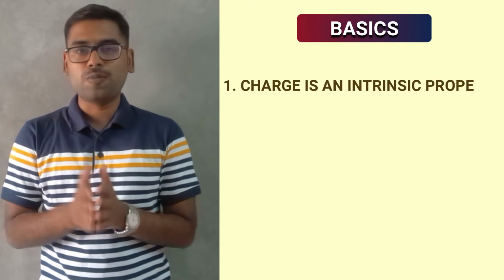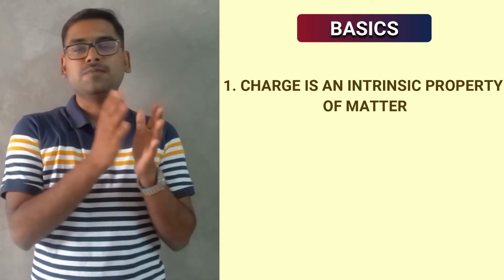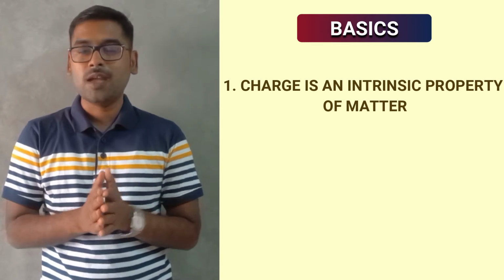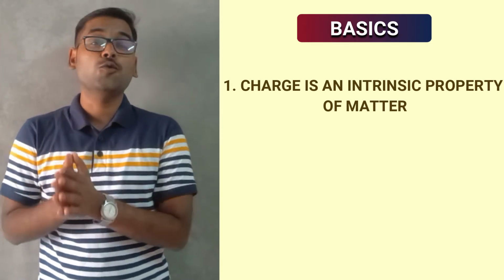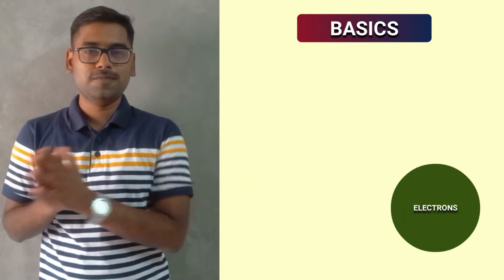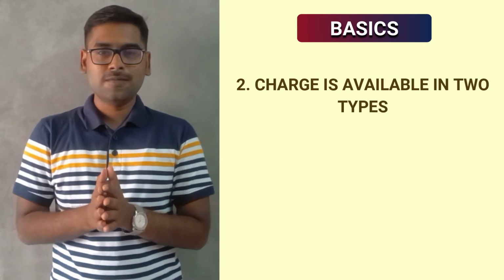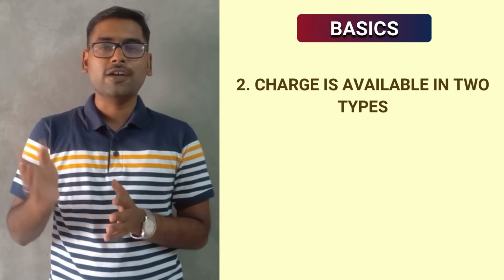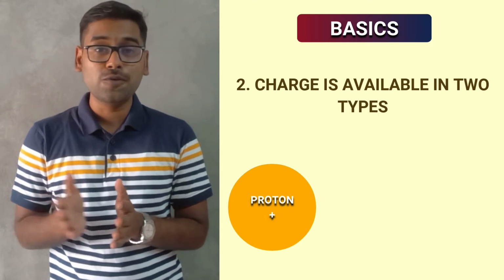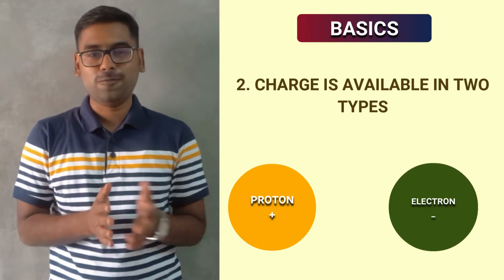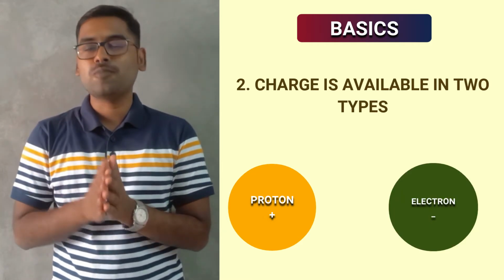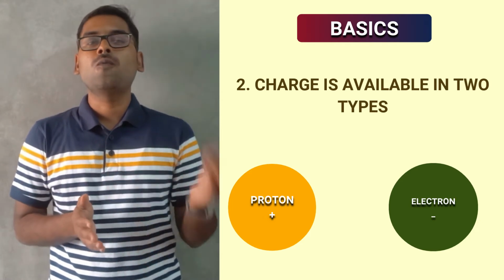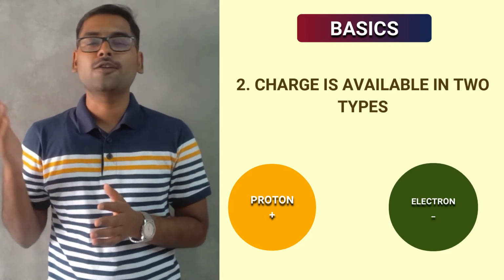Charge is an intrinsic property of matter, and it is this property because of which objects experience electric force, and all the charge in the universe is due to protons and electrons. Charge is available in two types, that is charge on proton is different from charge on electron. By convention we take charge on proton as positive and charge on electron as negative. But the magnitude of charge on proton is equal to the magnitude of charge on electron, which is equal to 1.6 into 10 raised to minus 19 coulomb.